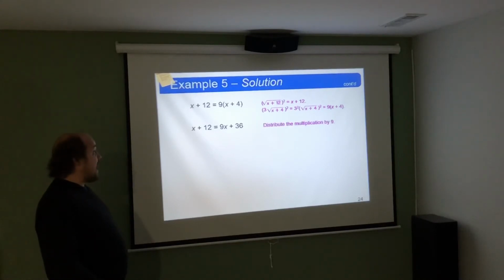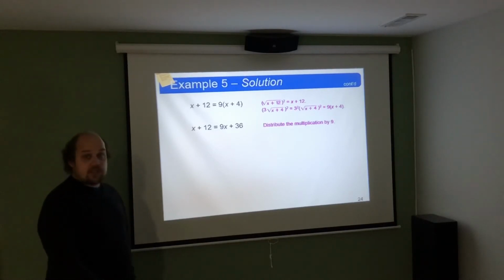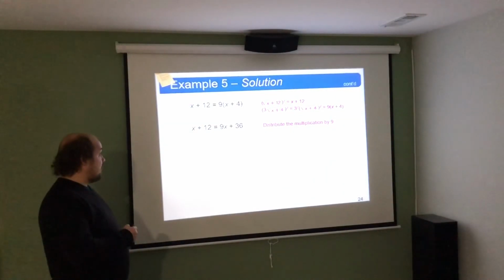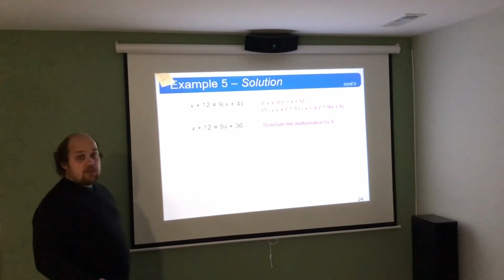That's going to give me x plus 12 equals 9x plus 36. I'm going to move this x over here to get 8x. I'm going to move this 36 over here to get 12 minus 36 equals negative 24.